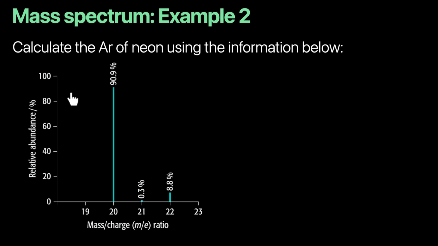Here is an example of the mass spectrum of neon. If you notice, the mass spectrum has three peaks, so it tells me that I have three isotopes of neon. This peak is a mass of 20, this one is a mass of 21, and this one is a mass of 22. The mass 20 isotope has an abundance of 90.9, the isotope of mass 21 has an abundance of only 0.3, and the isotope of mass 22 has an abundance of 8.8.